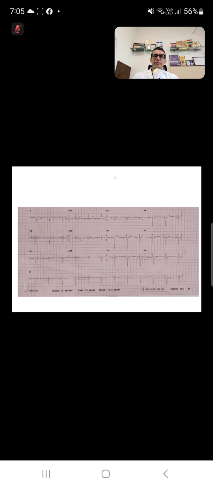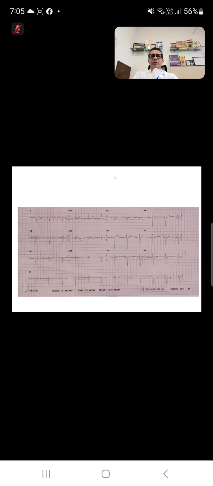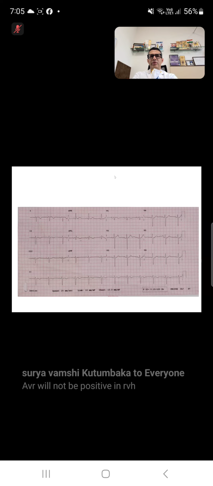Anyone wants to tell that? Why can't it be RVH? Sir, in V1 also there will be a positive R wave, sir. Okay, so suppose the patient is having dextrocardia, then you'll have tall R waves in V1. So how will you differentiate a dextrocardia from right ventricular hypertrophy?